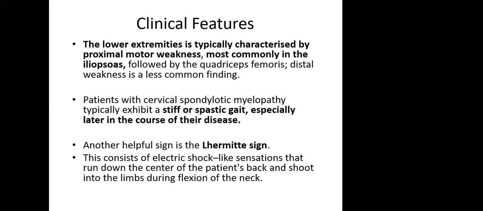Lower extremity involvement is typically characterized by proximal muscle weakness, most commonly in the iliopsoas. Patients with cervical spondylotic myelopathy may also have a stiff, spastic gait, especially in the later course of the disease.